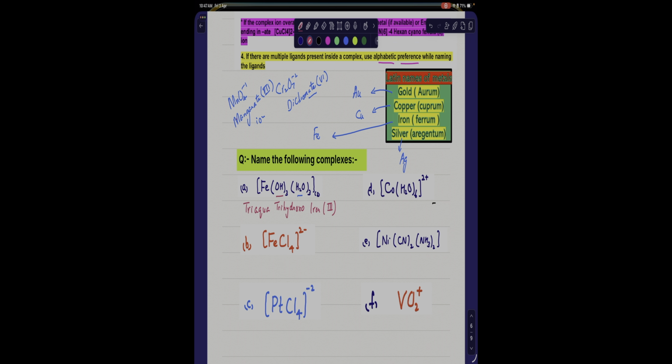Now look at the second one. In the second complex, you can see there are 4 chloro ligands. So we have to say tetrachloro. The Cl ligand is called chloro. So the name of this complex is going to be tetrachloro.